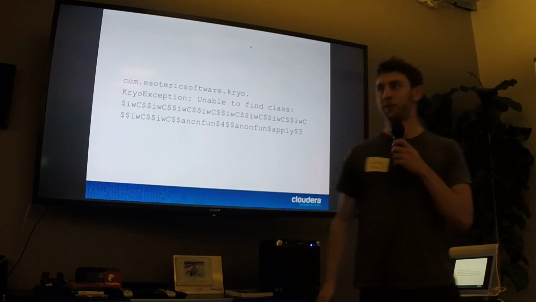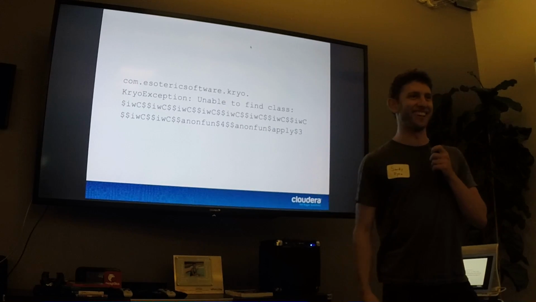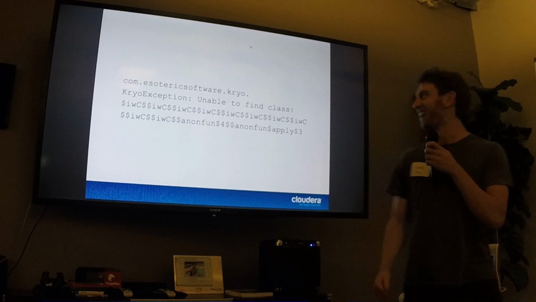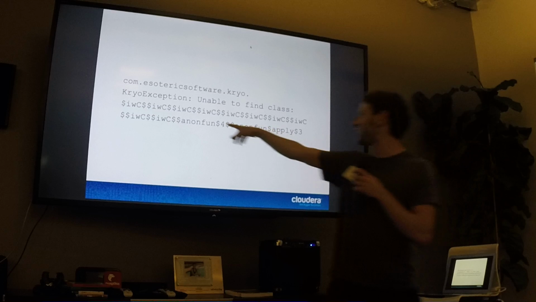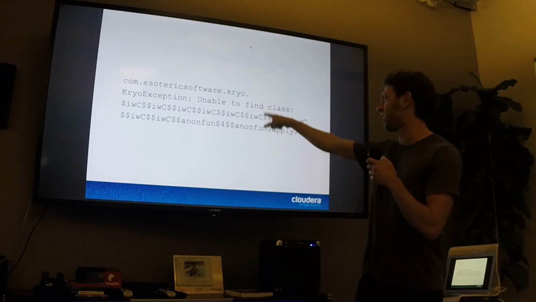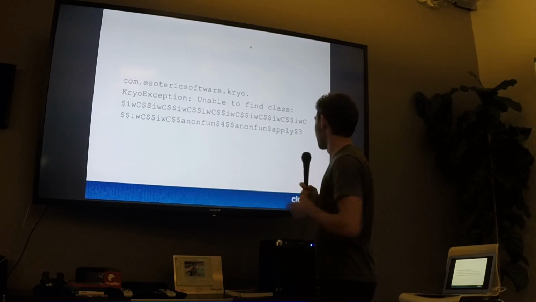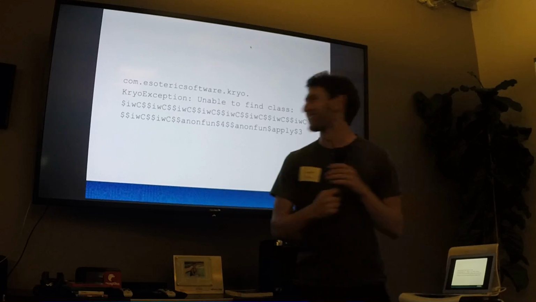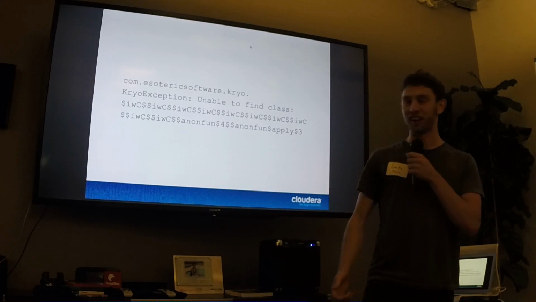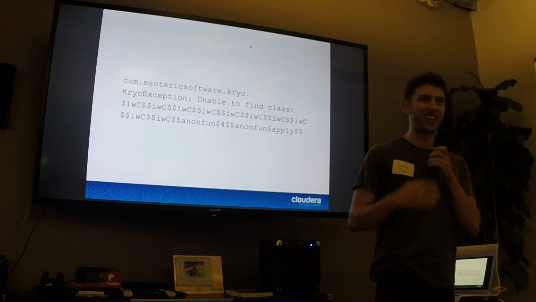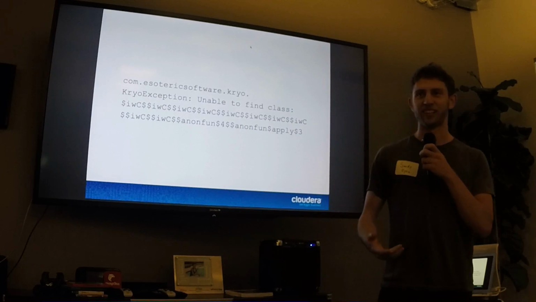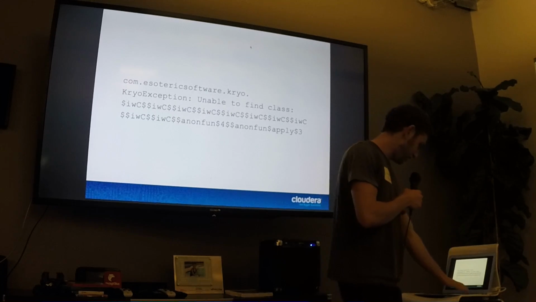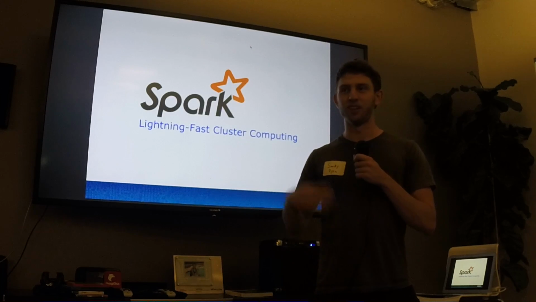So a coworker sent me this exception recently that he got. I don't know if you can see it from back there, but it has this Kryo exception, and there's this IWC character that comes up with all these dollar signs and anonfun. Sometimes I think there should be a Tumblr for the kind of things that you see here. But this is one of the possible things that you are immediately confronted with when you try to use this distributed system.